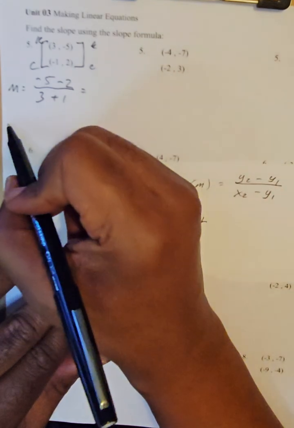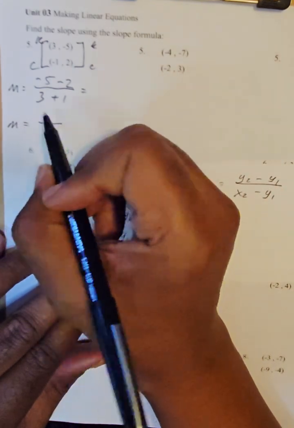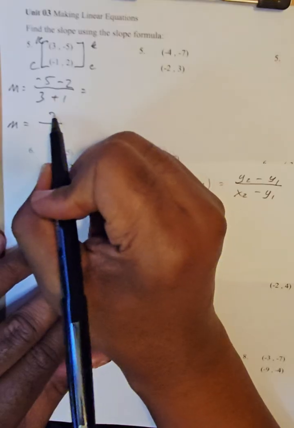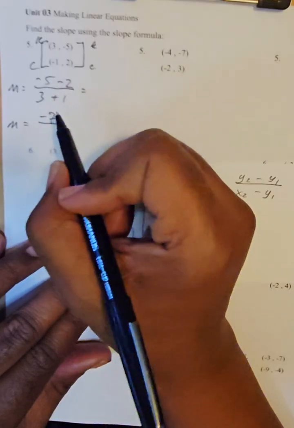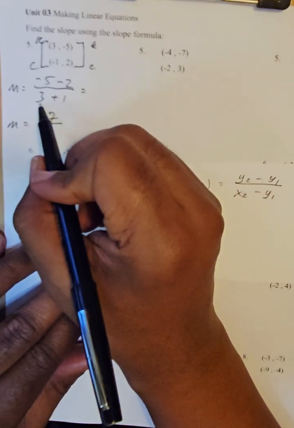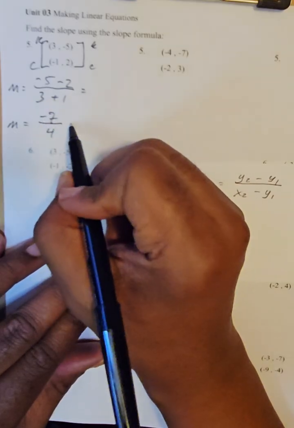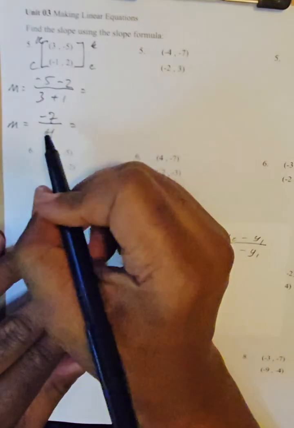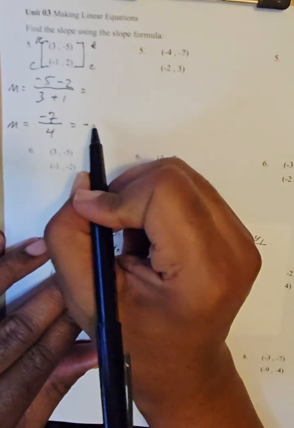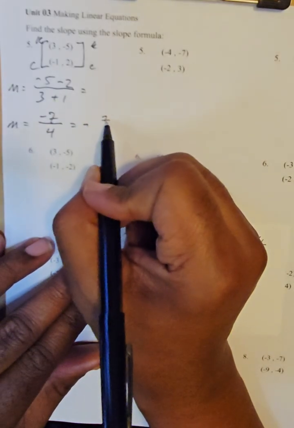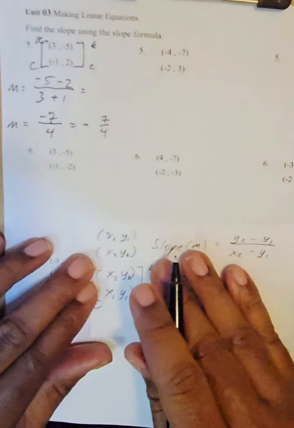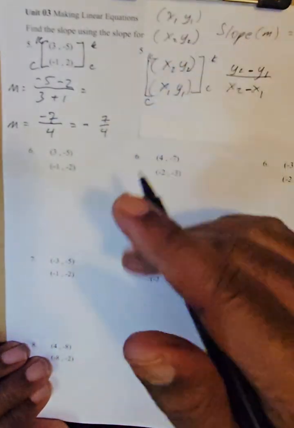Let's go downward here. When I simplify, same signs add, we get 7. Bigger sign wins, -7. Here, same signs add, we get 4. Bigger sign wins, +4. And this 7 over 4 will not simplify, so we'll just say the slope is -7/4.